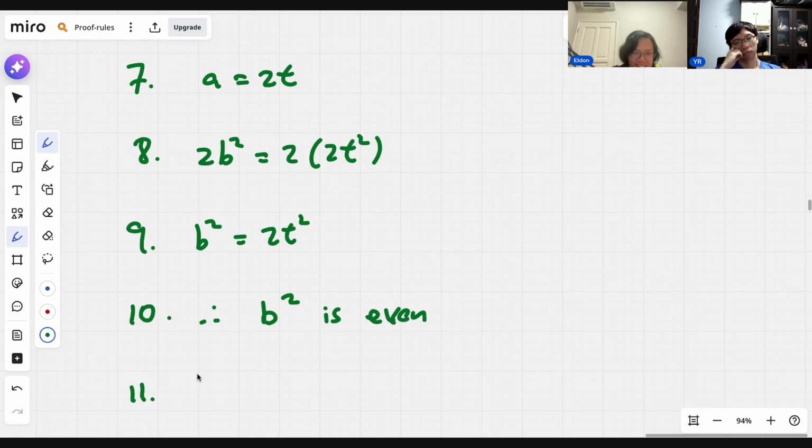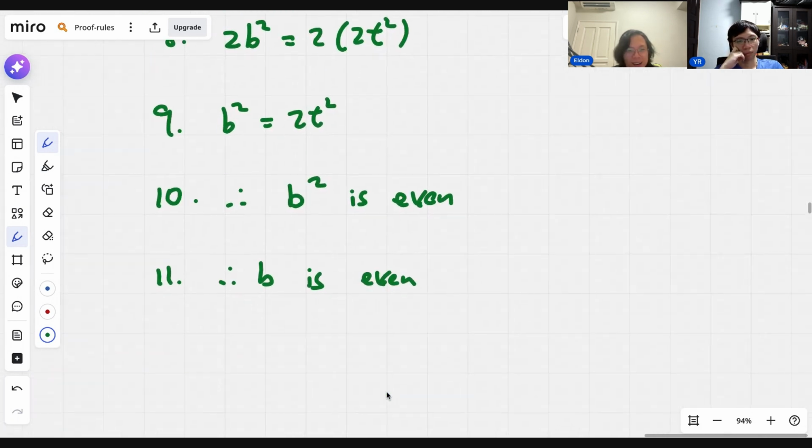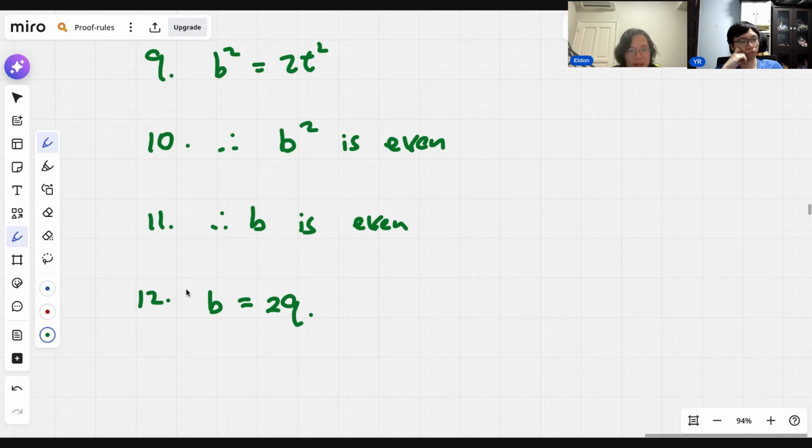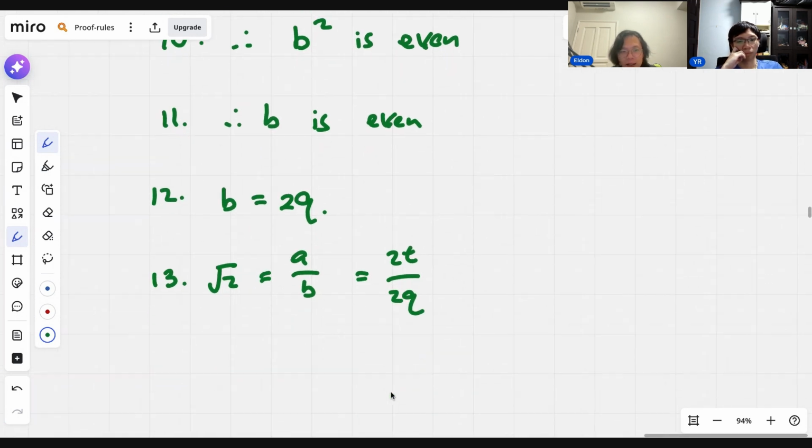Then surprise, surprise, we're going to do the same thing again. Because b squared is even, this means therefore b is even. So now I can say that b is equal to 2 times, let's use something else, q. Originally, what we had was that root 2 is equal to a over b. And now we know this means that it's equal to 2t divided by 2q. And then we will conclude by saying, but this is not simplified.